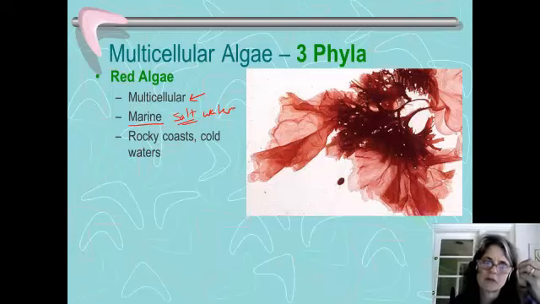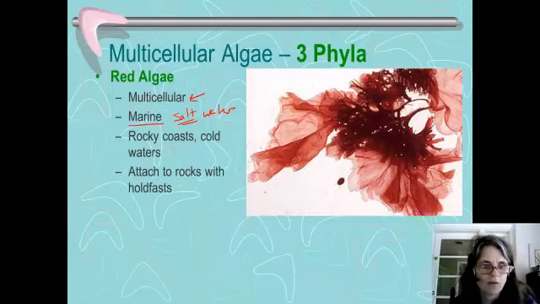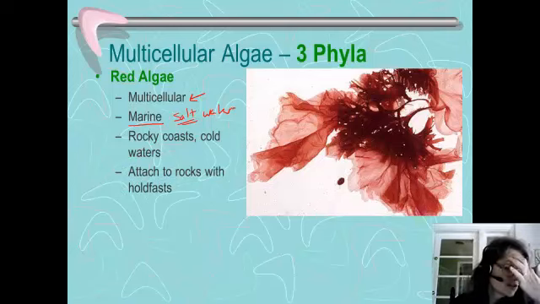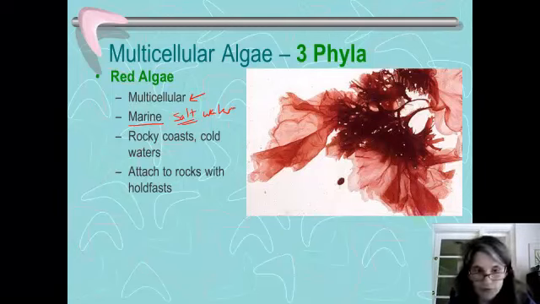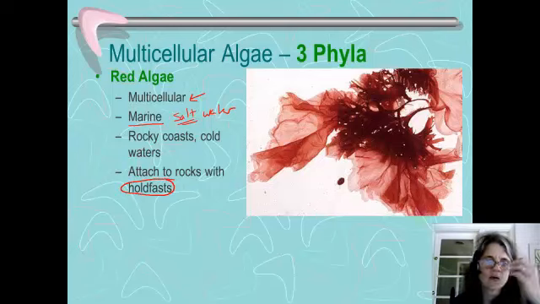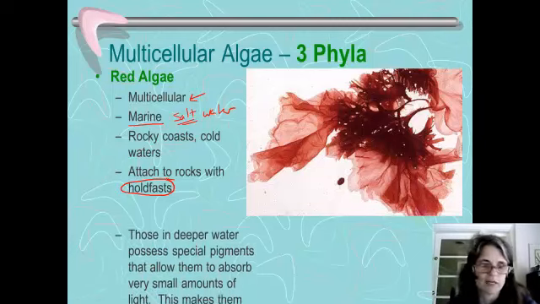Typically, they're associated with cold water and rocky coasts, the colder water climates. They have structures that would look like roots to us, but they're not true roots. Remember, algae don't have true roots, leaves, and stems. Instead, they are called holdfasts, and these holdfasts allow these algae to attach to a rock surface and hold on there and not be washed away by the waves and such.